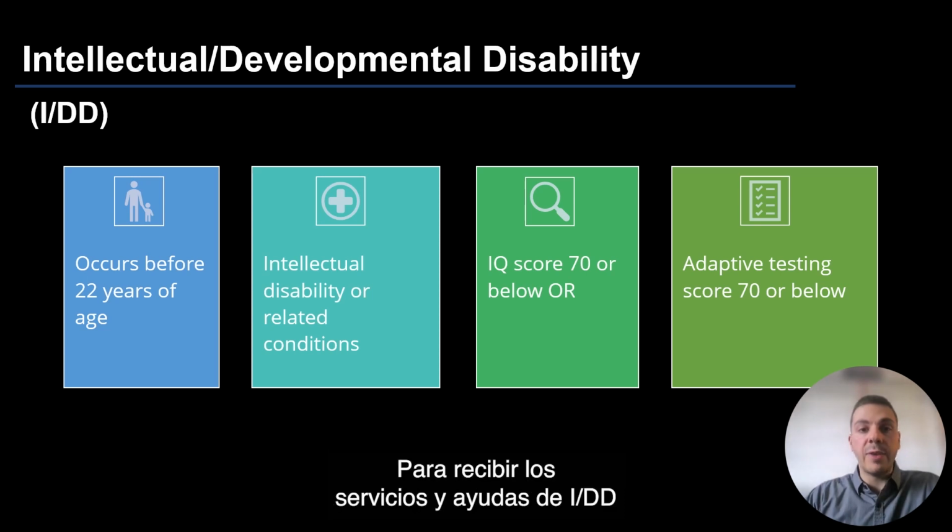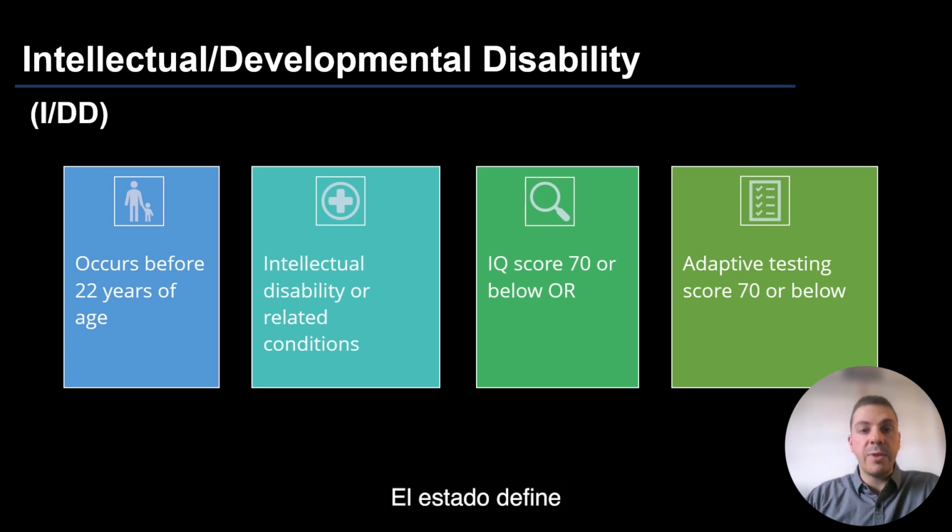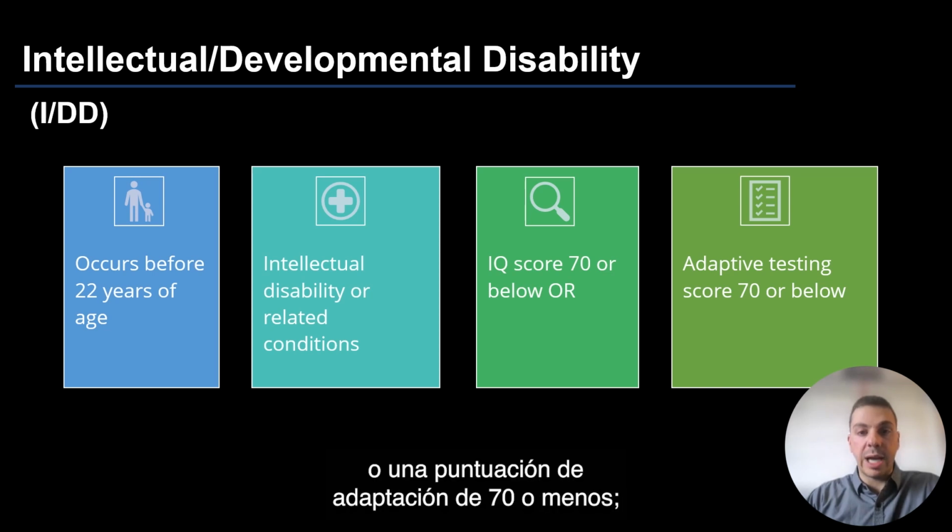In order to receive IDD services and supports through your local case management agency like Developmental Pathways, you must first be determined to meet the state of Colorado's criteria for intellectual or developmental disability. The state defines an intellectual or developmental disability as someone who has an impairment prior to the age of 22, someone who has a qualifying intellectual or developmental disability or related condition, having either an IQ or adaptive score of 70 or below, and having impairments not solely attributable to physical, mental health, or sensory impairments.